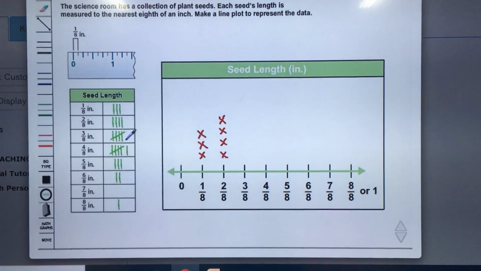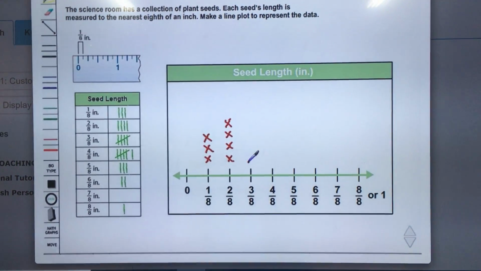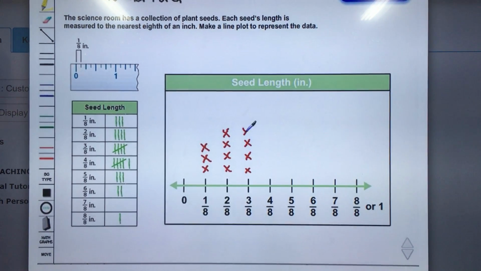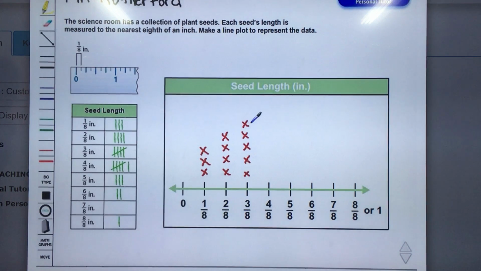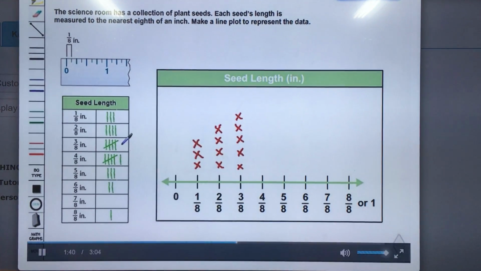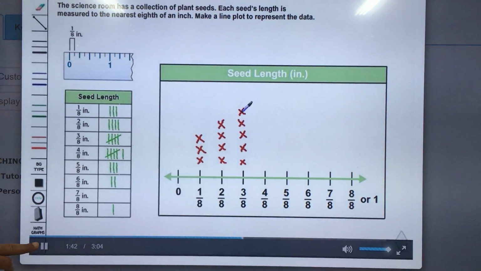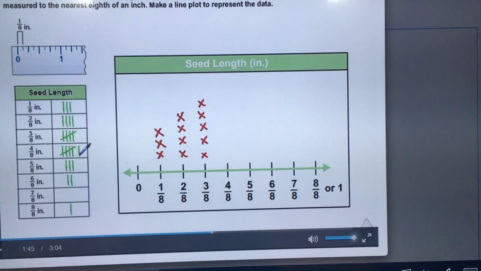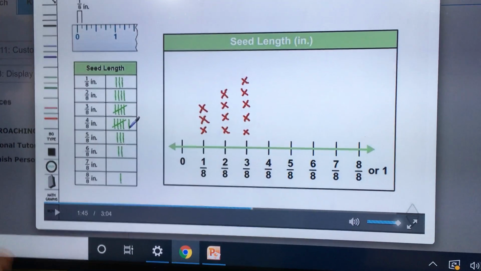Then with the 3/8 of an inch, we have 5. So we'll record 5 x's. And notice how the more seeds that we have at each length, the height of each line increases. Now we have 6. Who can represent 6 inch here?